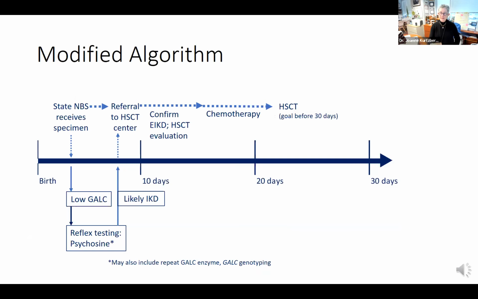And part of that is going to be requiring newborn screening labs and their affiliates, who are either geneticists, neurologists, or pediatricians who get the results, to act very quickly when there's a baby with low GALC whose reflex testing psychosine is high. That baby should be referred to a transplant center right away. Diagnosis can be confirmed, the workup can be done, active disease can be confirmed on neurophysiologic and imaging studies, and then they can start chemotherapy early to get to transplant, hopefully around or before 30 days of age.